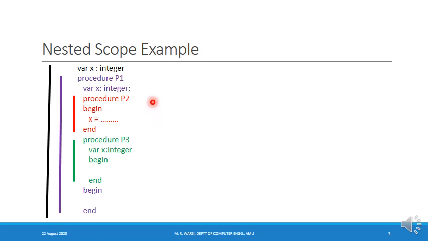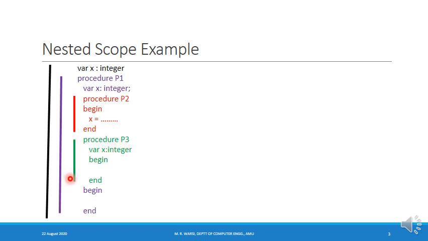Let us see what will be the behavior of the program if I consider static scoping and what will be the behavior if I consider dynamic scoping. In the black color, I'm showing the global scope. Then the scope of the procedure P1 is being shown in the purple color. Within the scope of the procedure P1, we are defining the procedures P2 and P3. So the scope of the procedure P2 is shown in the red color and the scope of the procedure P3 is shown in the green color.